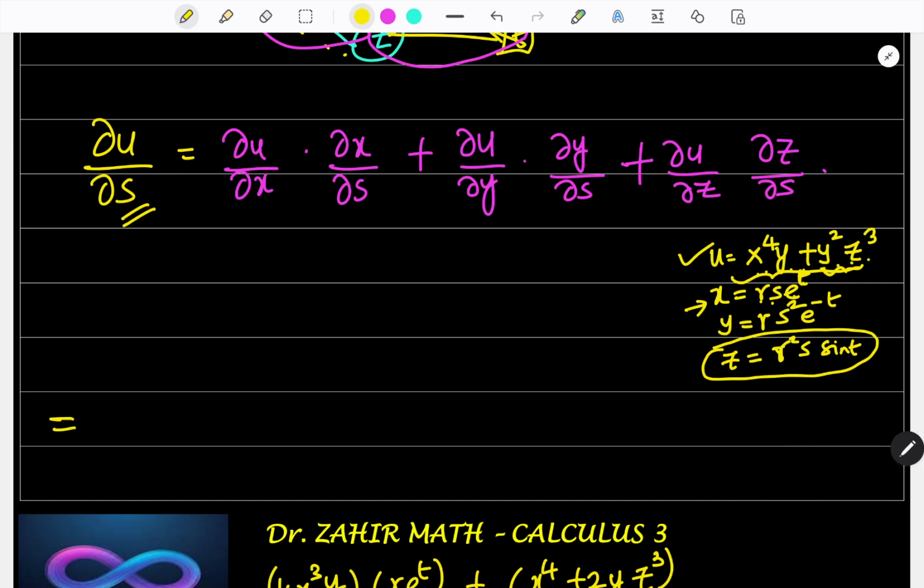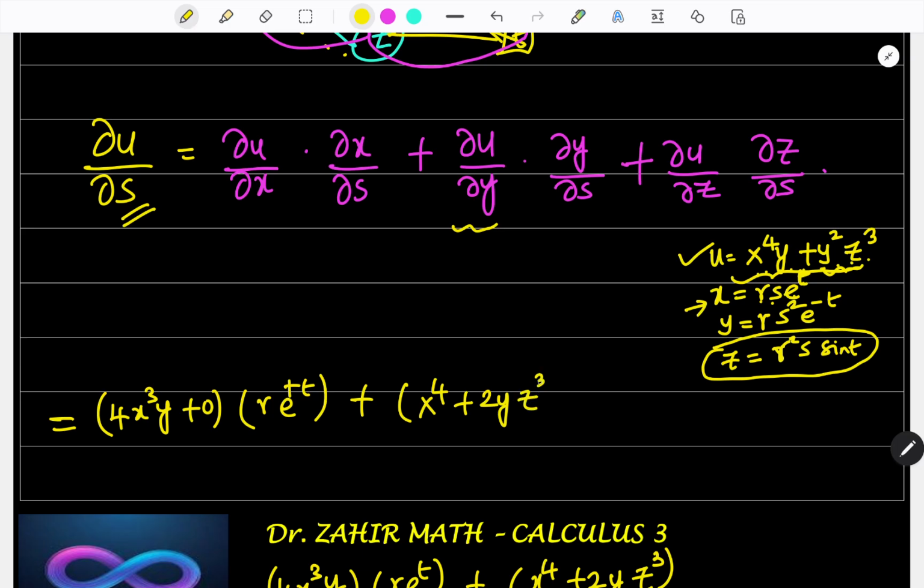So dou u by dou x is what? 4x cube y. That's it. Plus 0. And dou x by dou s is what? R e power t. And then plus dou u by dou y, which is x power 4 plus 2y z cube. And dou y by dou s I missed. Dou y by dou s, which is 2rs e power minus t. This part I missed.